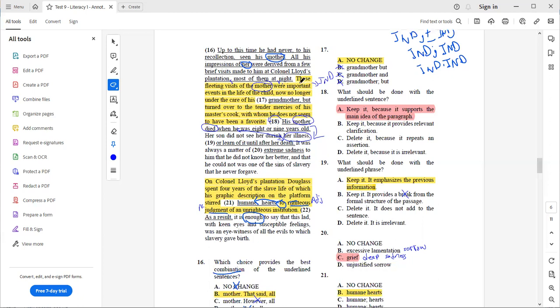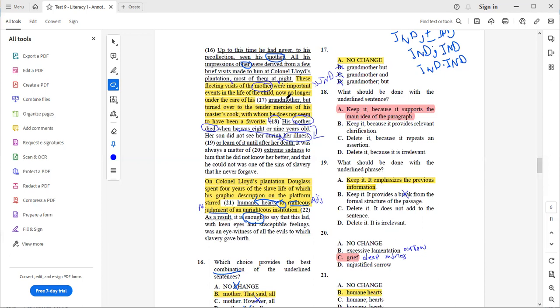Okay, these fleeting visits of the mother were important events in the life of the child, now no longer under the care of his grandmother, but turned over to the tender mercies of his master's cooks, with whom he does not seem to have been a favorite. Okay, then here it said what? His mother died when he was 8 or 9 years old. Okay, the sentence after: her son did not see her during her illness.